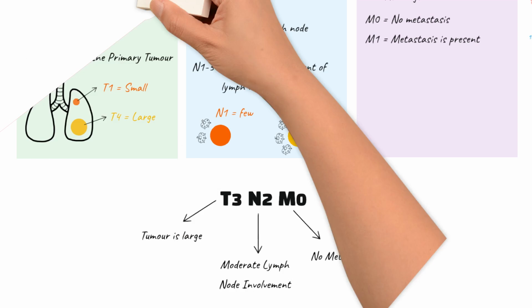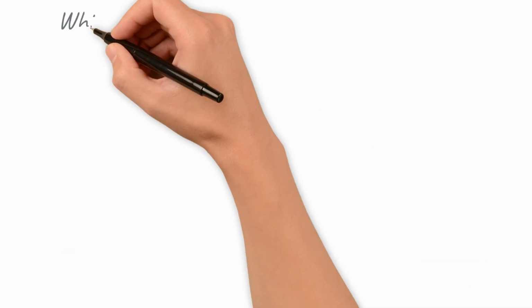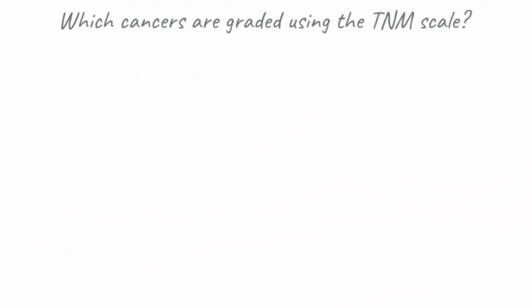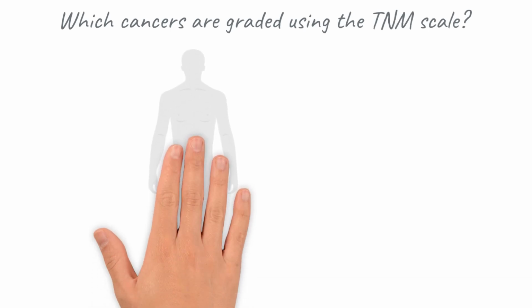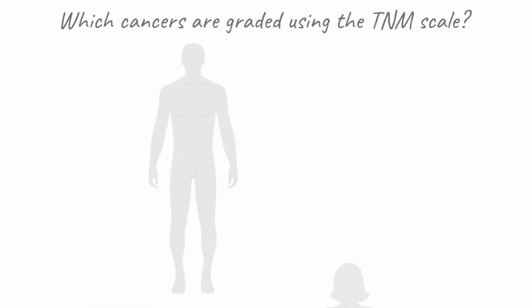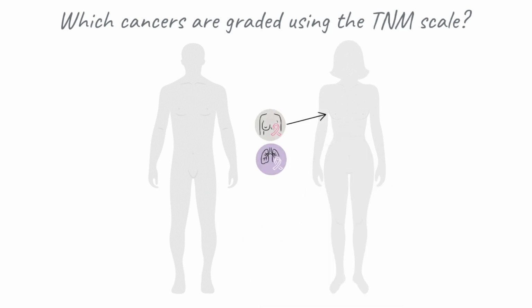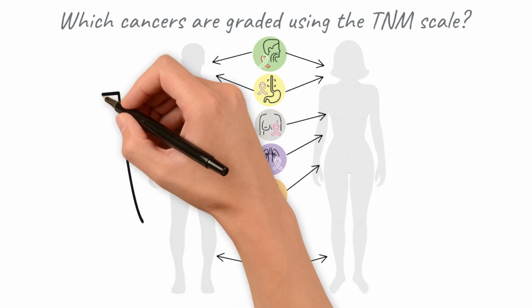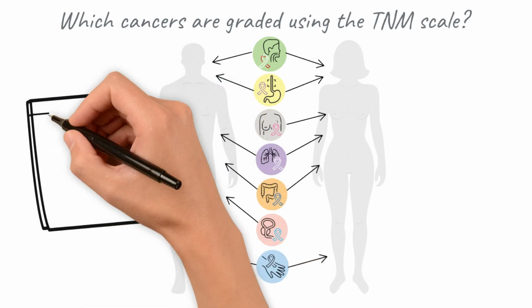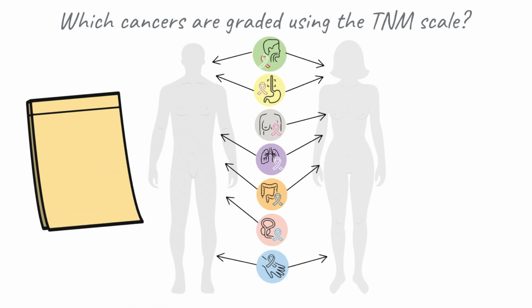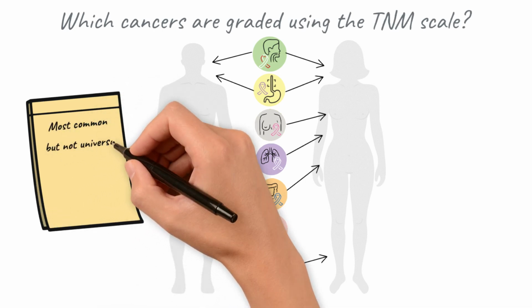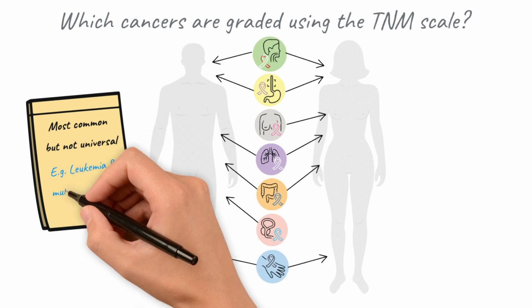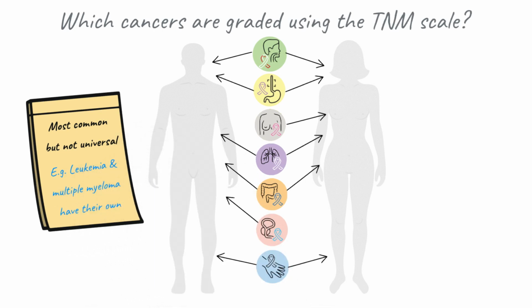Now that we understand how the TNM system works, let's identify which cancers can be graded using this method. As mentioned earlier, this method is mostly used for solid tumor cancer cases, and the types of tumors that are graded using the TNM system include breast, lung, colorectal, prostate, head and neck, esophagus, and lastly, melanoma. We should note that not all cancers are graded using the TNM scale. These cancers may use unique staging systems that are tailored to their specific characteristics. Leukemia and multiple myeloma are examples of blood cancers, which use their own unique staging system.